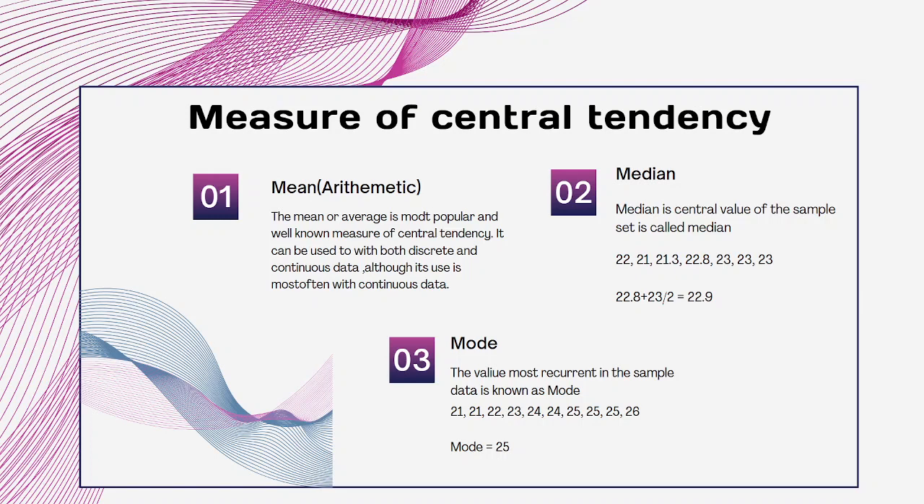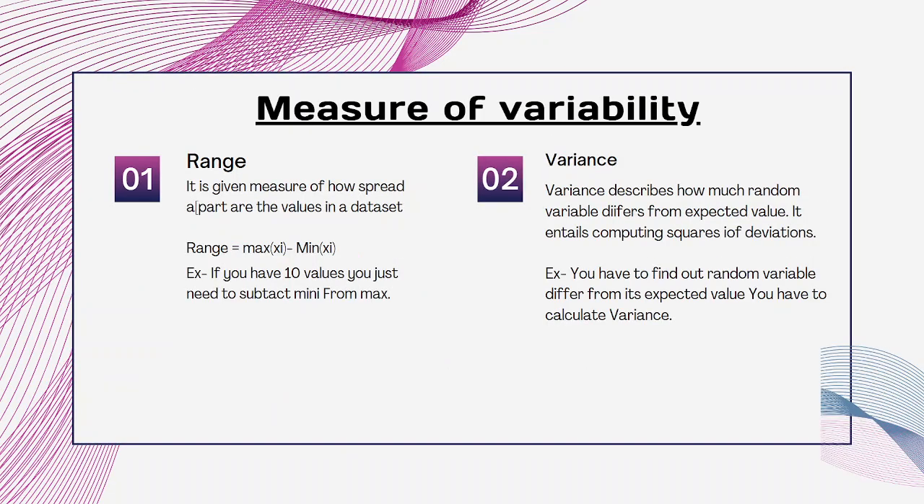Mode. The value most recurrent in the sample data is known as the mode. Mode is basically the value which is repeated most of the times. In the entire data set, 25 is repeated more compared to all other values. So here the mode is 25.